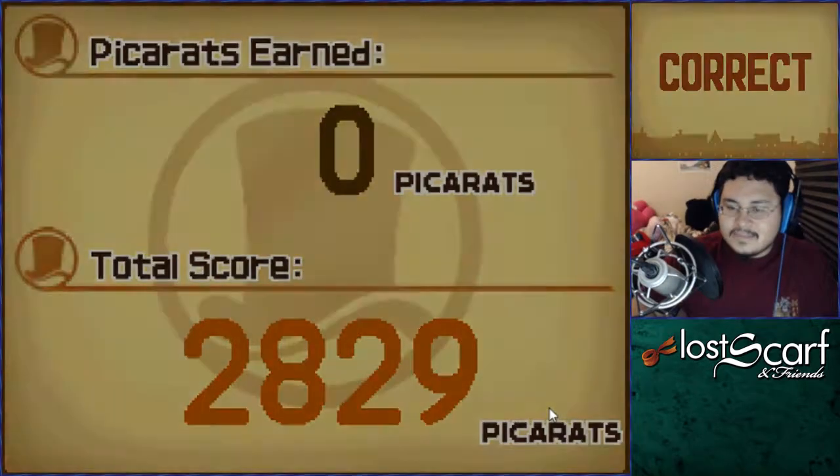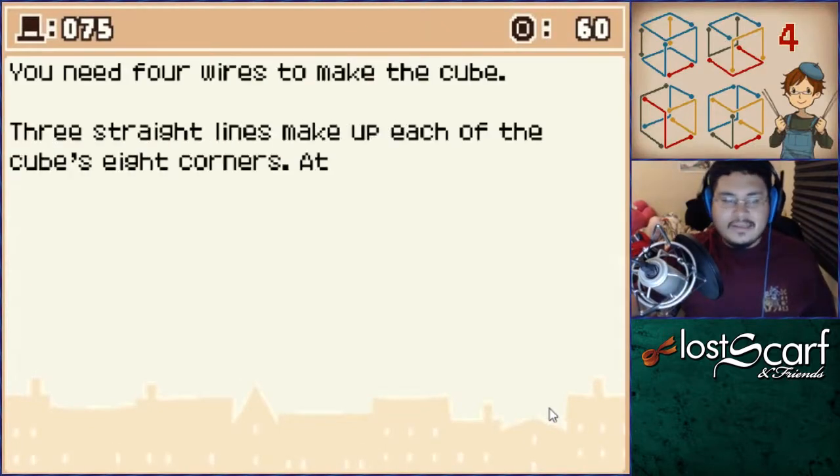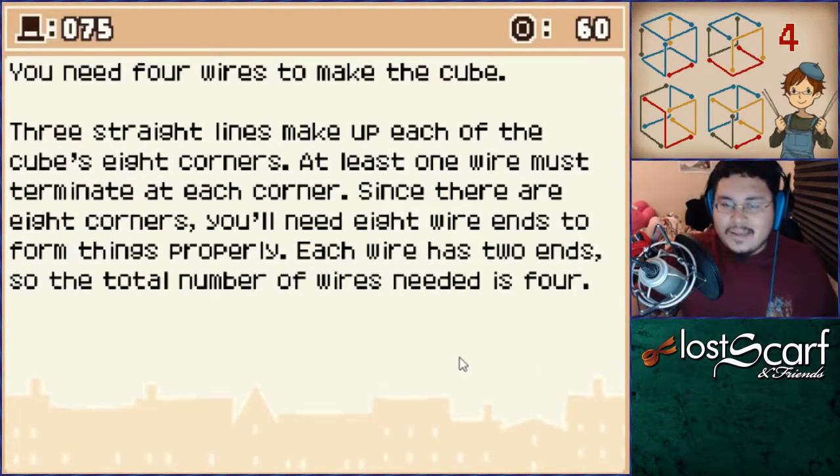Correcto! Alright, it's 4. Puzzle has an answer. Oh, there it is right there. Yep. Need 4 wires to make the cube. 3 straight lines make up each of the cube's 8 corners. At least 1 wire must terminate at each corner. If there are 8 corners, you'll need 8 wire ends to form things properly. Each wire has 2 ends, so the total number of wires needed is 4.